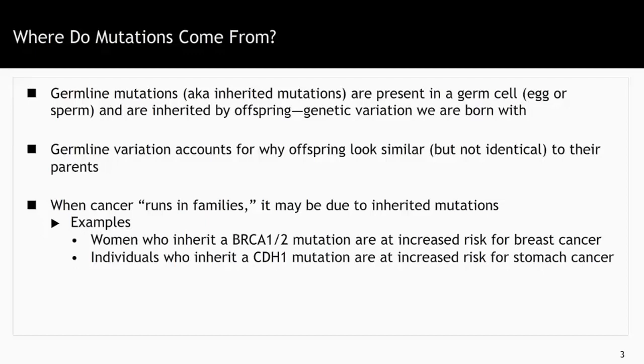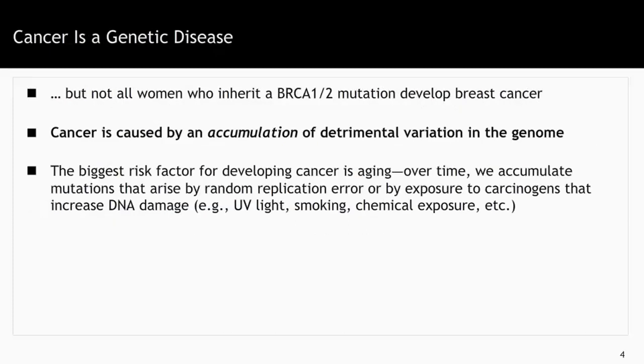For example, women who inherit a BRCA1/2 mutation are at increased risk for breast cancer, and individuals who inherit a CDH1 mutation are at increased risk for stomach cancer. But not all women who inherit a BRCA1/2 mutation develop breast cancer. How does that work? This is where it becomes important to remember that cancer is caused by an accumulation of detrimental variation in the genome.